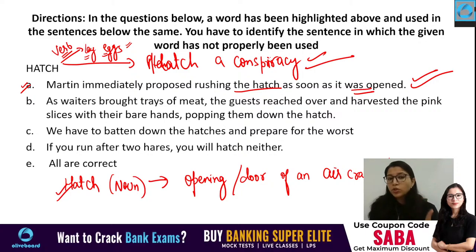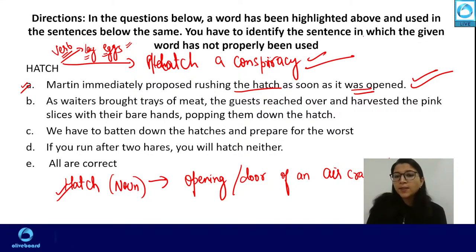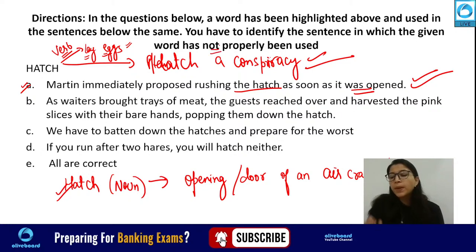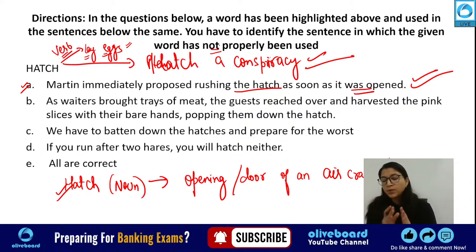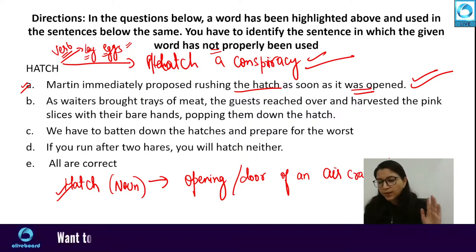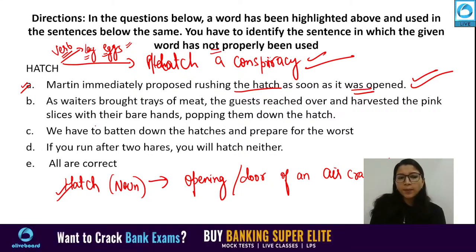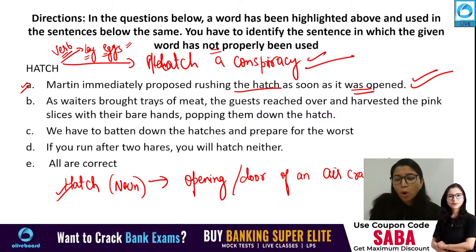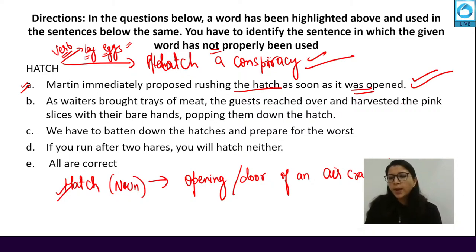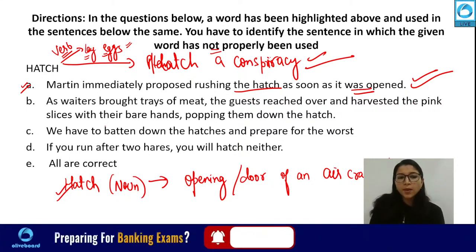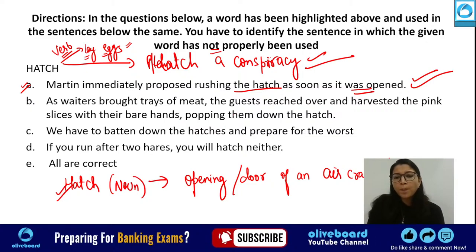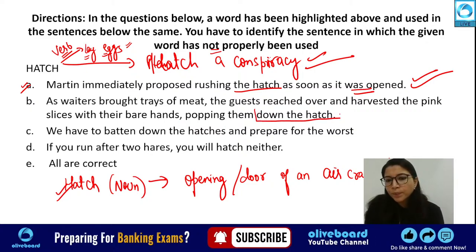Most of you came up with the answer that A is incorrect. The usage of hatch in part A is correct, and we have to find the sentence in which the word has not been properly used. So first is correct. Second: as waiters brought trays of meat, the guests reached over and harvested the pink slices with their bare hands, popping them down the hatch.